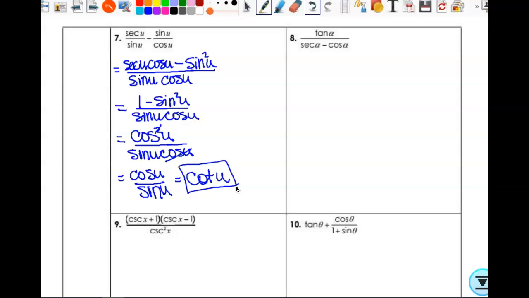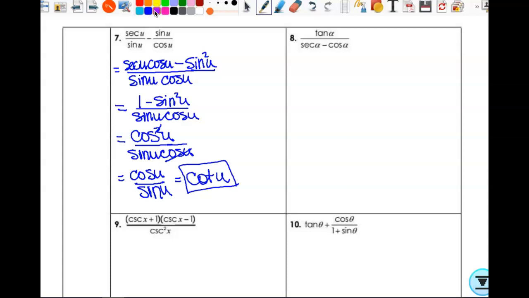All right, so let's look at number 8. On number 8, this is not a split the fraction type of situation. That is not the way denominators work. I cannot make this into tangent over secant minus tangent over cosine. We all understand that, right? You can split the numerator if we have more than one term. We cannot split the denominator like that, all right? So instead, I'm going to have to do something else here.